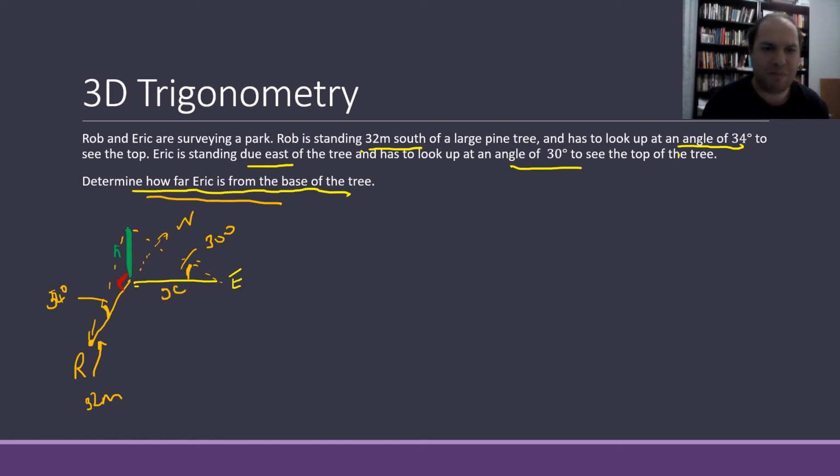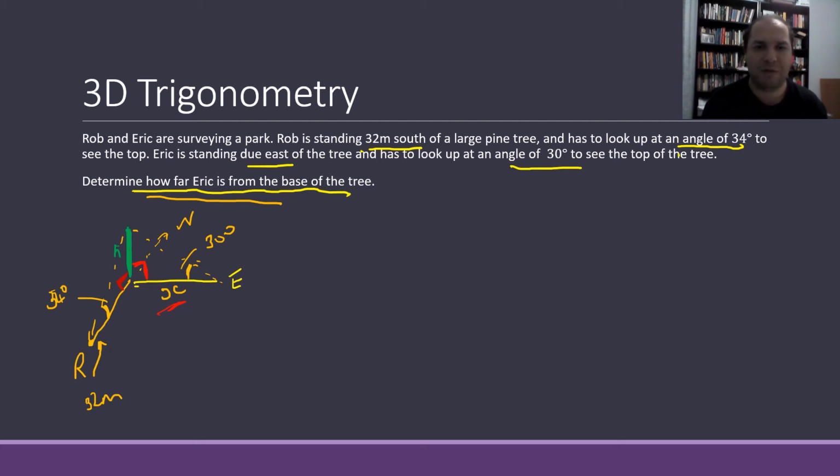And we also know that we've got a right angle triangle here. We assume it's nice and flat and a right angle for the tree. All right, so there's our 3D diagram. We've got our tree up here. We've got Rob due south, 32 meters, looking up at 34 degrees. We've got Eric due east, looking up at 30 degrees, and we've got this distance to find here. All right, so we've got our 3D view. Let's now take this and draw some side views.